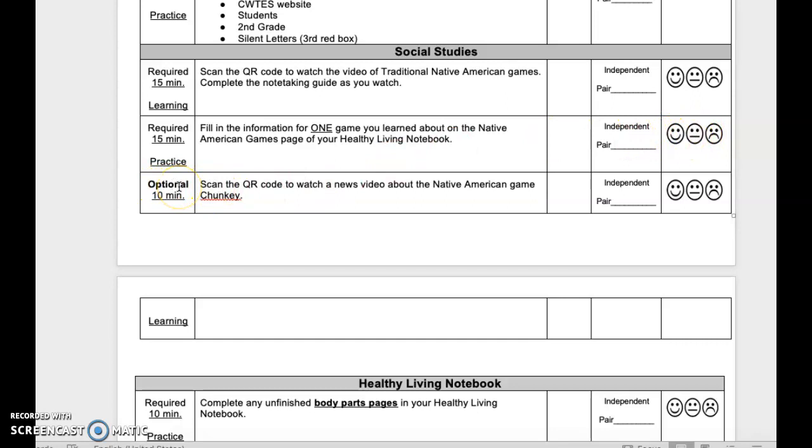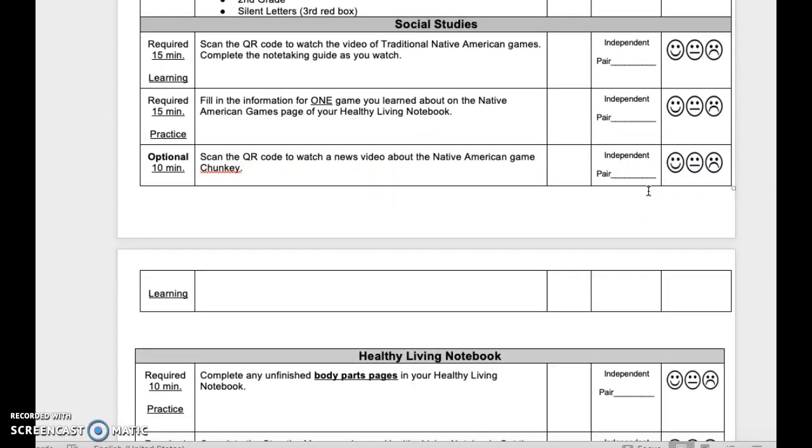Optional activity, 10 minutes learning. Scan the QR code to watch a news video about the Native American game Chunkey. This is independent or pair. Reflect when done.